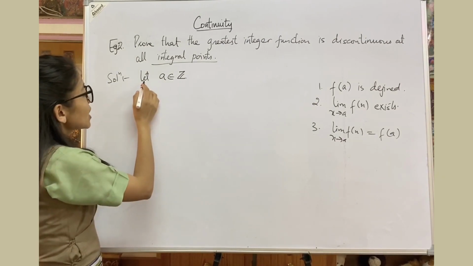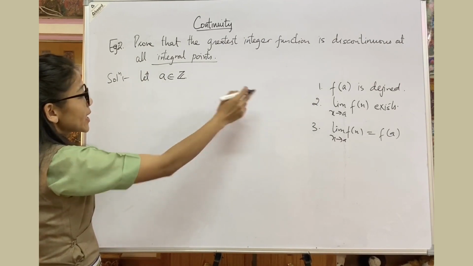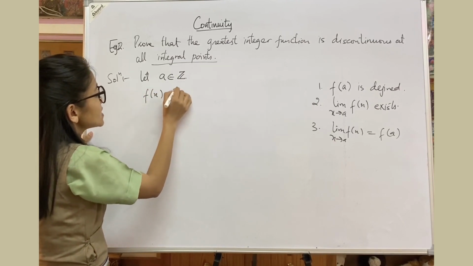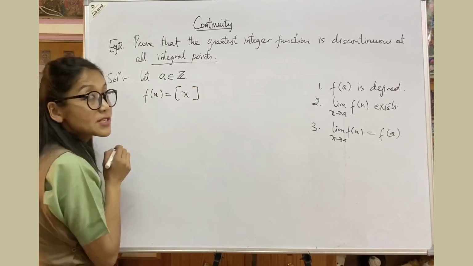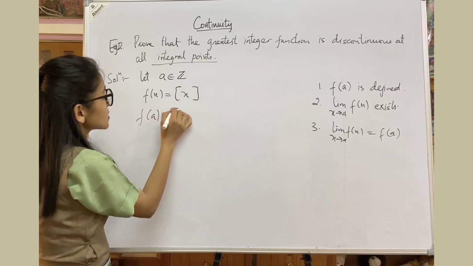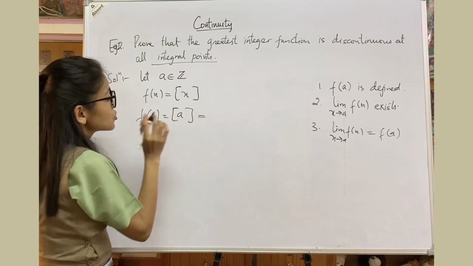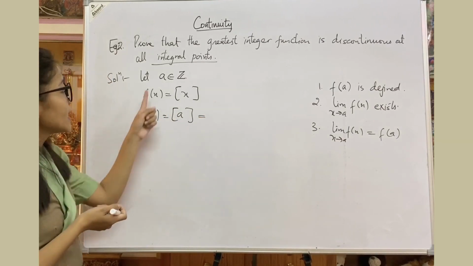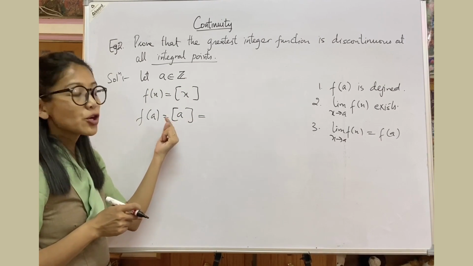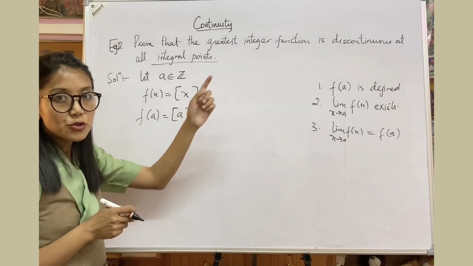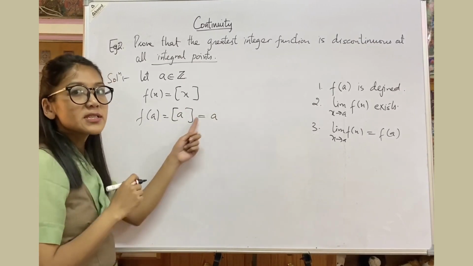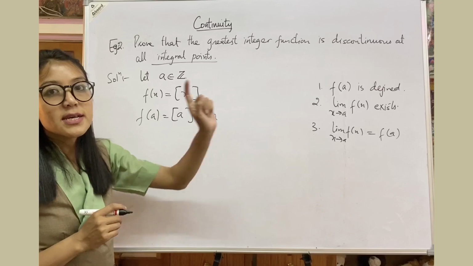First we will show that f of a is defined. My function f(x) is given as the greatest integer function, so f of a is the greatest integer function of a. Now we know that a is an integer, so under the greatest integer function, the image of an integer is the integer itself. So the image will be a itself, which is a defined value. So the first condition is satisfied.